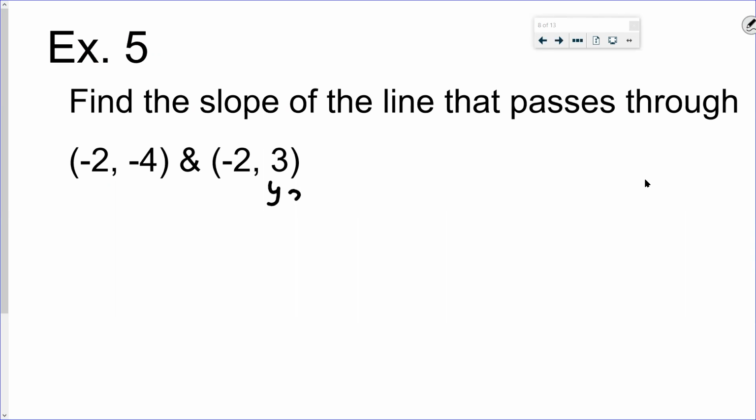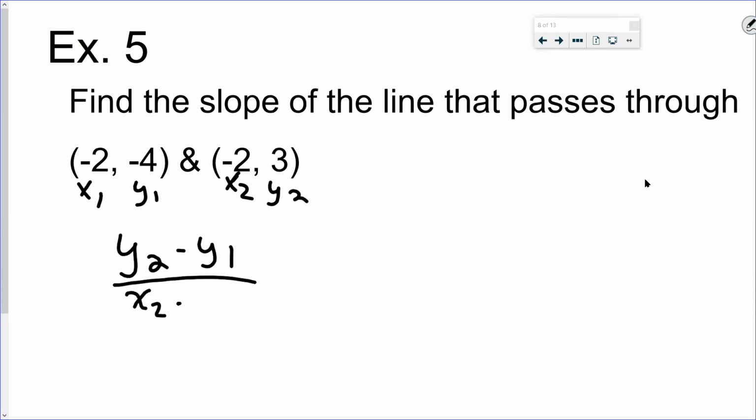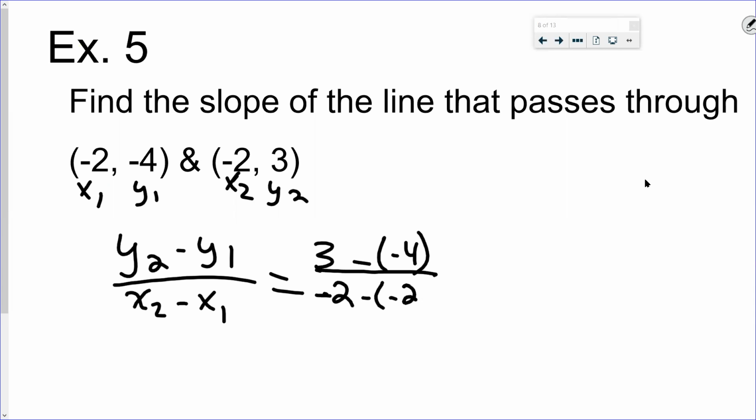So let's label this as y2. This is x2, y1, x1. If we use our formula, y2 minus y1 over x2 minus x1, and we plug in our values, we got 3 minus -4 all over -2 minus -2. 3 minus -4, that's going to give me 7. -2 minus -2 is going to give me 0.